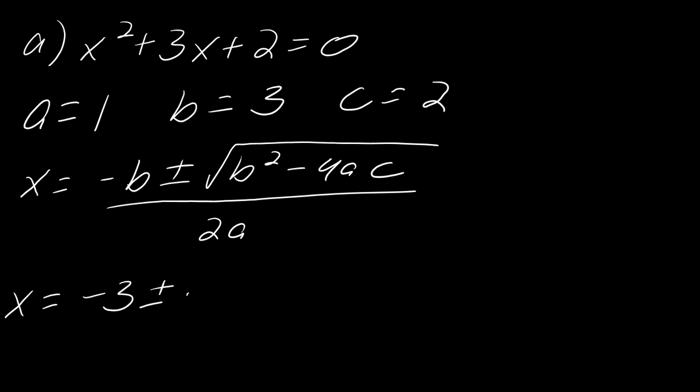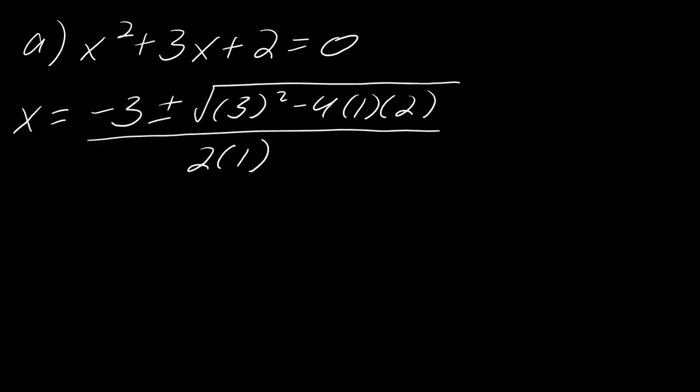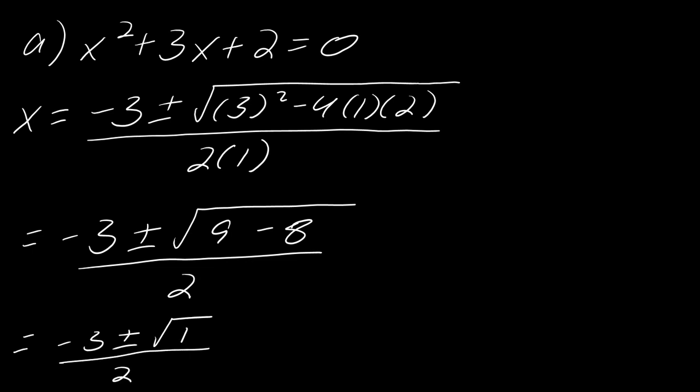So this will become negative 3 plus or minus the square root of 3 squared minus 4 times 1 times 2, all of this over 2 times 1. And I'm already running out of space, so I'll make some space. Okay, so I'm just going to keep going with this. So this is going to become 9 minus 8 over 2. So this becomes negative 3 plus or minus the square root of 1 over 2. What is the square root of 1? It's just 1. So let's see, I'll continue this over here. So this becomes negative 3 plus or minus 1 over 2.